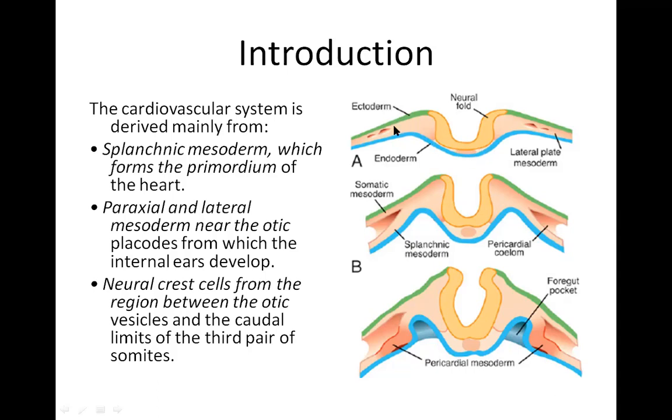Then, apart from the splanchnopleuric mesoderm, the paraxial mesoderm and the lateral plate mesoderm near the otic placodes will also contribute to the formation of the heart. The otic placodes will form the internal ears. And then the neural crest cells. The neural crest cells were the cells appearing near the neural groove. These will also contribute to certain parts of the heart. So there are three sources from which the heart develops: the splanchnopleuric mesoderm, the paraxial and lateral plate mesoderm, and the neural crest cells.